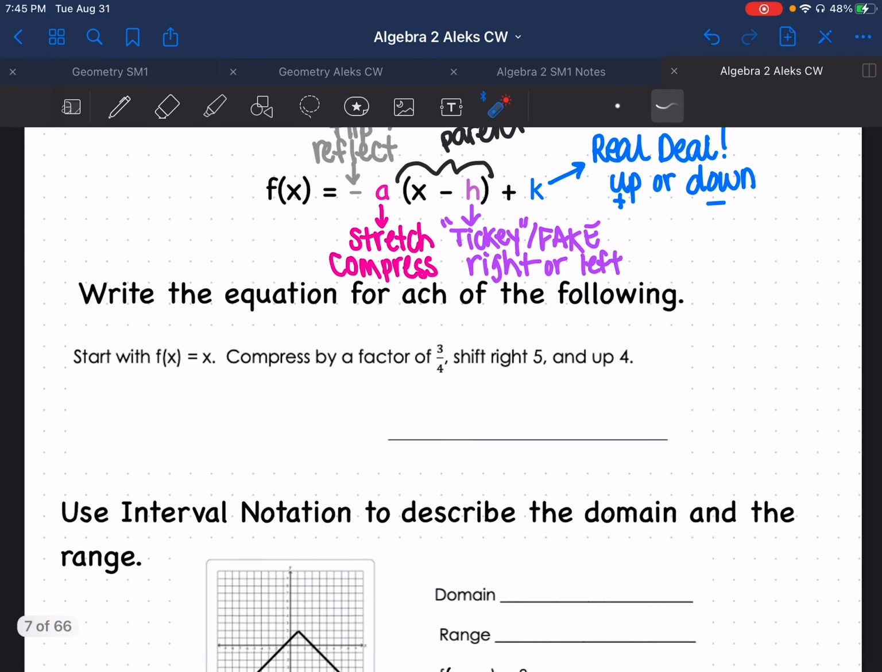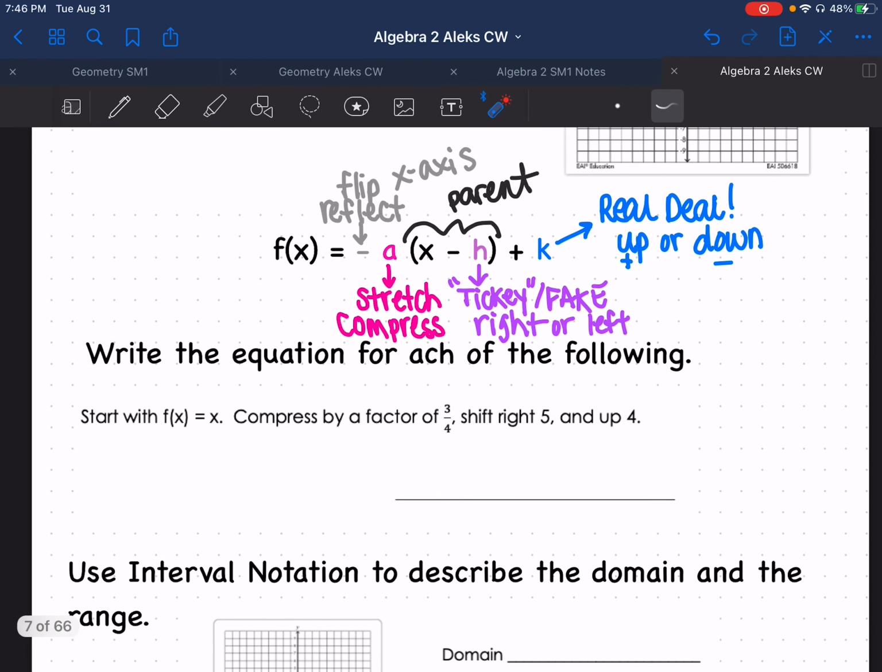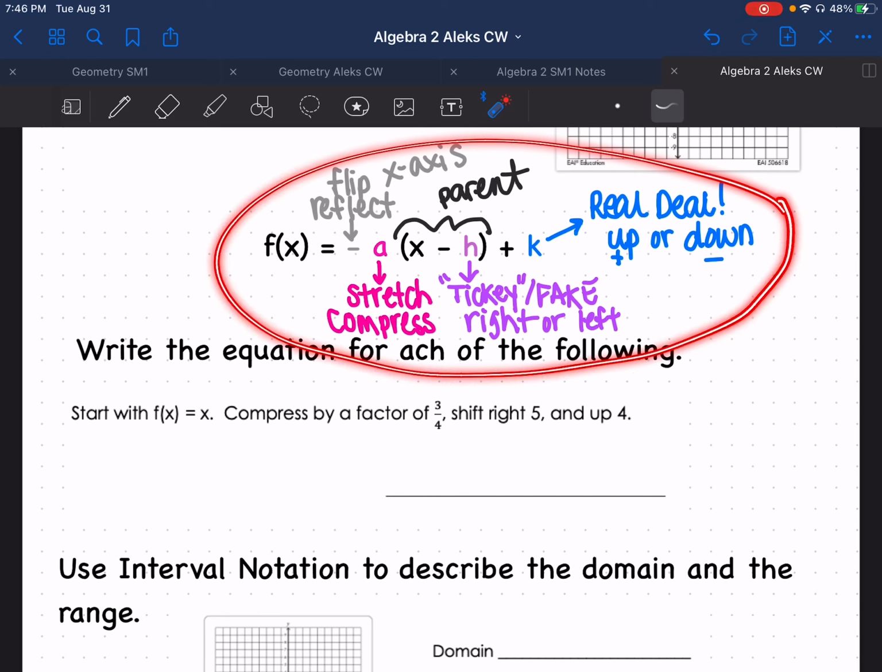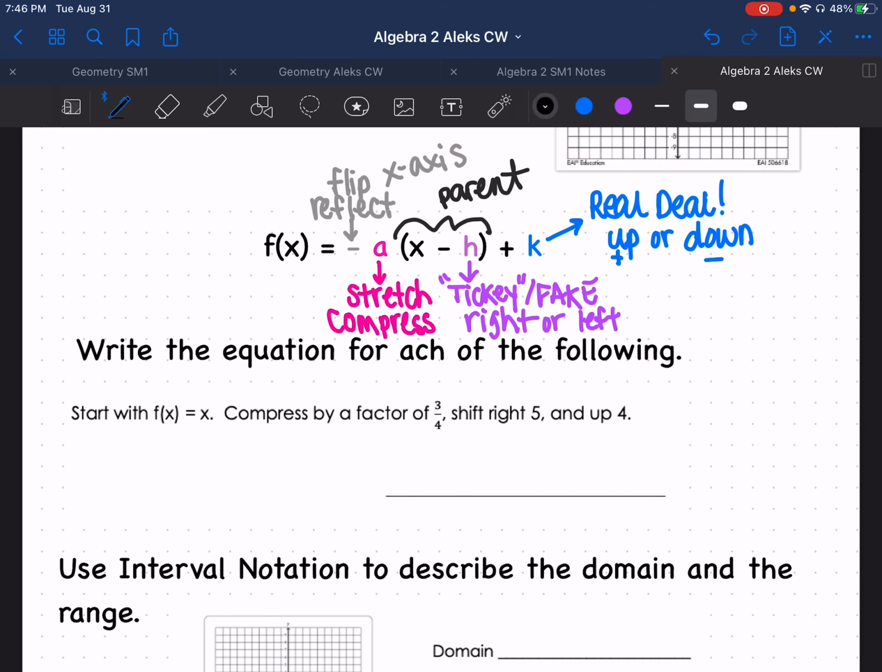All right. The next couple of questions are going to ask you to write the equation for each of the following. So it's going to give you a start to your f of x, and then it's going to give you some parts of this guy right up here. Just remember that you're going to go ahead and follow along. Compressed by a factor of 3/4, shift right 5 and up 4.